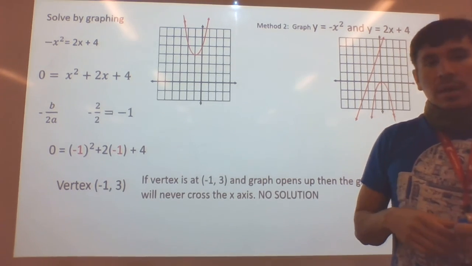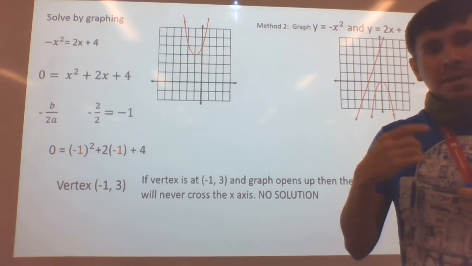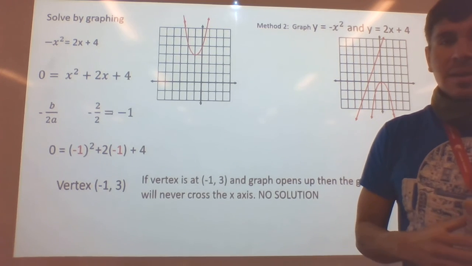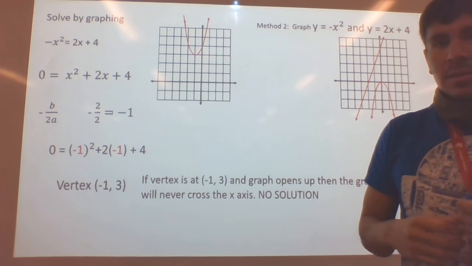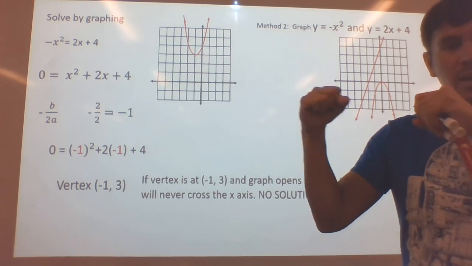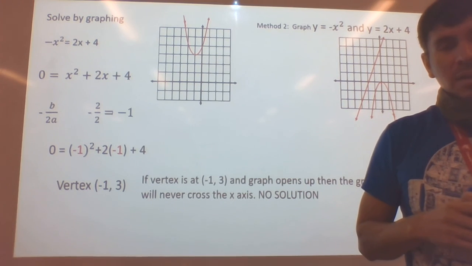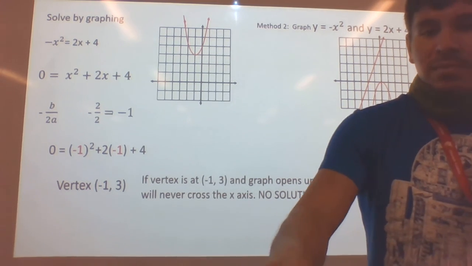So that was it. The main idea behind this video is graphing, either by factoring and finding the vertex, with standard form, or method 2, where if you have both sides of an equation, you set them equal to y, and then graph them separately and see if they cross or not. And I hope this video was helpful.